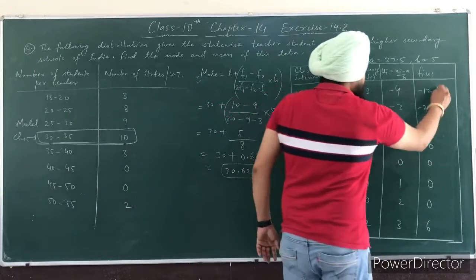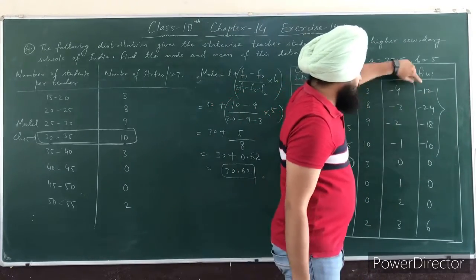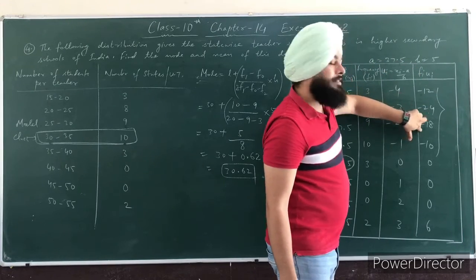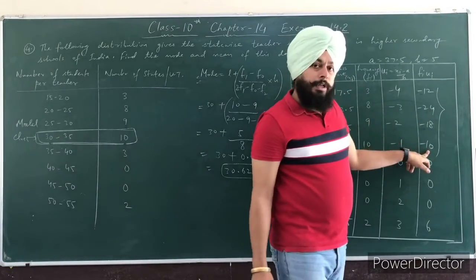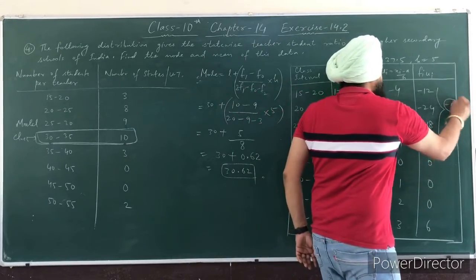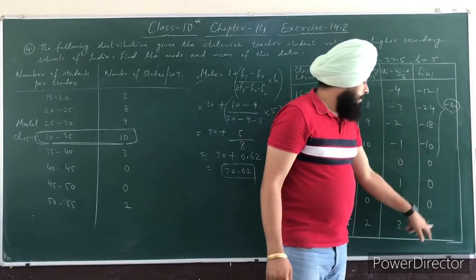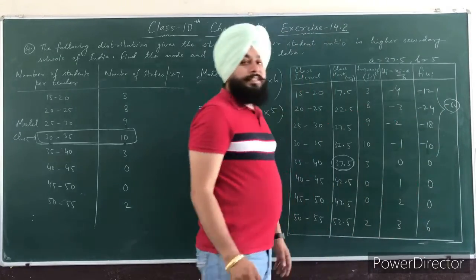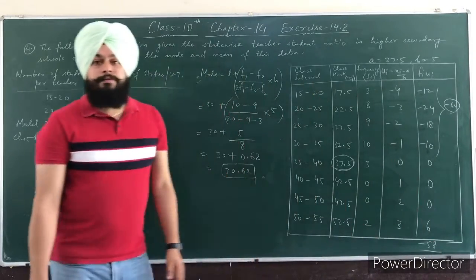So now find the summation of this fi ui and the summation of fi also. So minus 12 minus 18 is minus 30. Minus 30 minus 10, minus 40. Minus 40 minus 24, minus 64. Now this is 0 plus 0 plus 0 plus 6, only 6. Now minus 64 plus 6, how much? Minus plus minus, and 64 minus 6 is 58. So the summation of fi ui is minus 58.